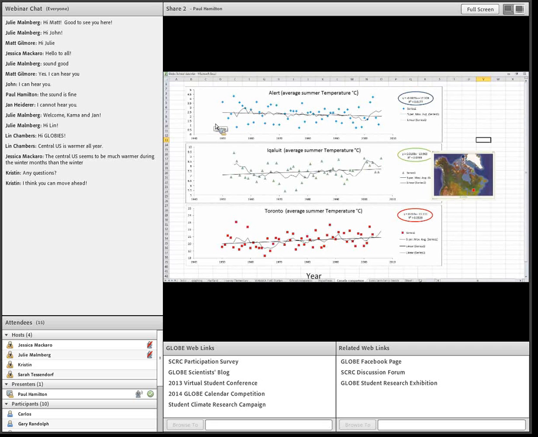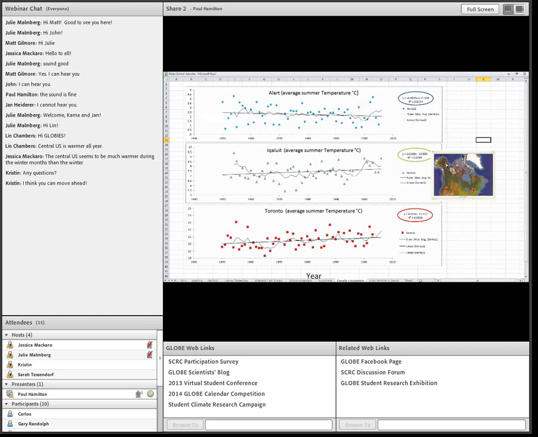In the case of Alert, the north, the temperature is actually slightly declining. Over here is the temperature on the left-hand side. So the average summer temperature is around 2.5 degrees back in 1950, and then today it's probably about 2.2 degrees. So Alert, the furthest point to the north, is getting colder through time, we think.